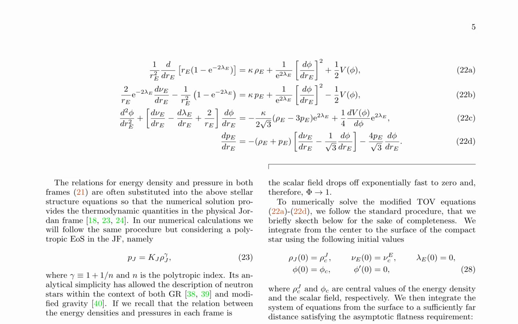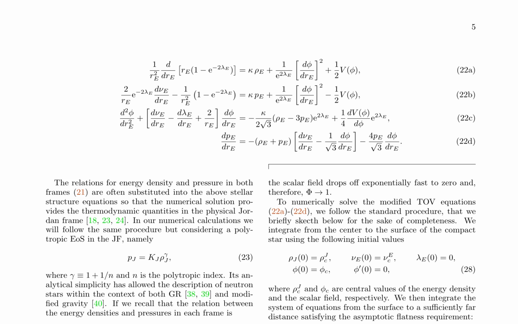In the context of modified gravity theories, the stellar structure equations in the Einstein frame describe the behavior of compact stars. These equations, derived from the modified Tolman-Oppenheimer-Volkoff (TOV) equations, take into account the effects of the scalar field on the stellar structure. Specifically, equations 22a to 22d describe the energy density, pressure, and metric functions of the star. The relations for energy density and pressure in both the Jordan and Einstein frames are discussed.